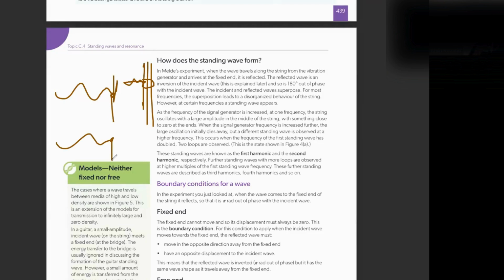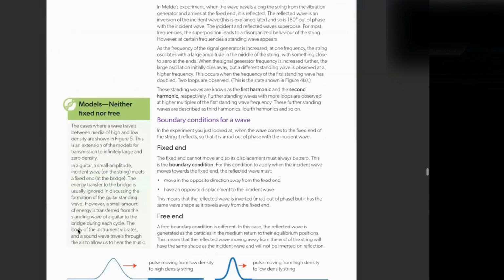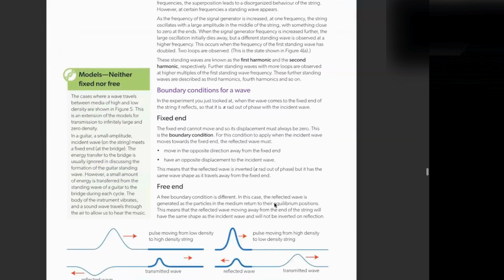Understood the difference? One is a free end. Fixed end we have seen, its boundary condition creates a phase difference of 180 degrees. Next is the free end. Now what happens in a free end is that the boundary condition is different. In this case, the reflected wave is generated as a particle in the medium returns to the equilibrium position.